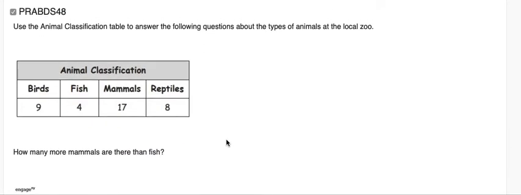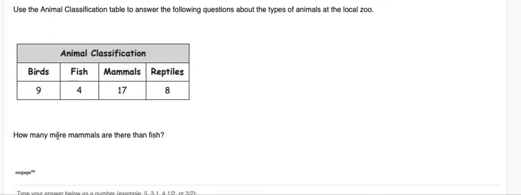Now if I scroll down to my next question, it says use the table to answer the following questions. They want to know how many more mammals there are than fish. This is where it can get confusing, when you're thinking about what the word more means. I'm going to look at the number for mammals, 17, and the number for fish, which is 4. How many more is 17 than 4? How could I figure that out?